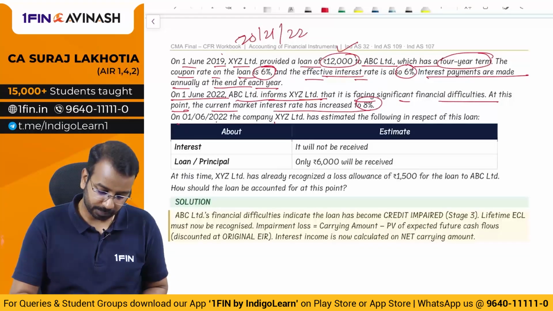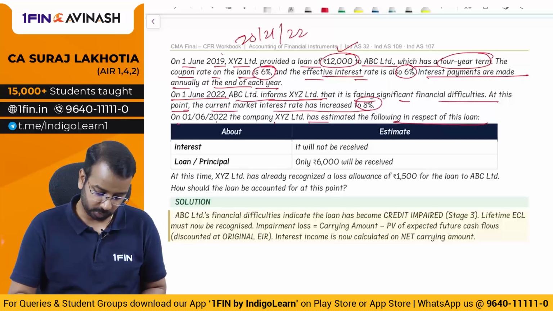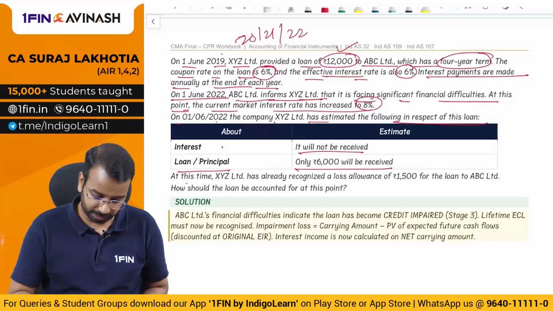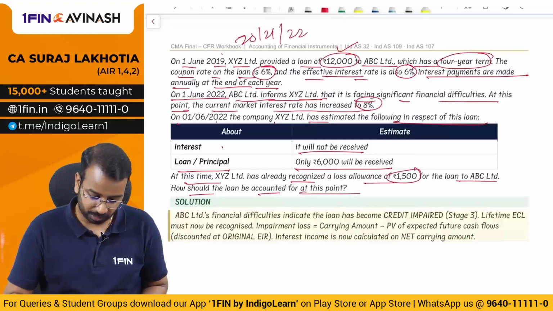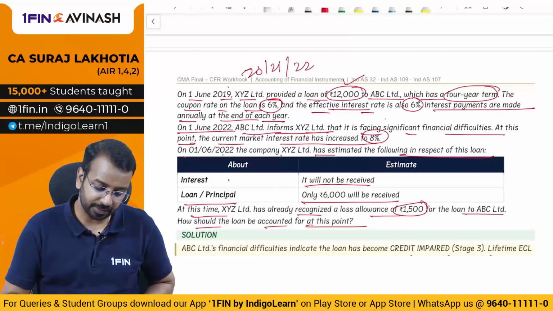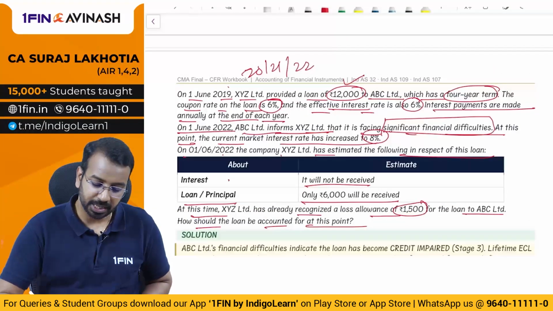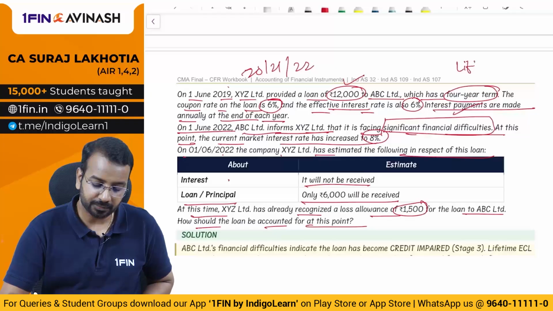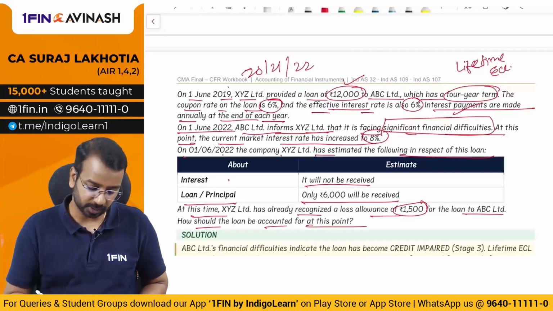At this point, the current market interest rate has increased to 8%. On 1st of June, the company has estimated the following in respect of this loan. Interest will not be received, and of the principal only 6,000 will be received. XYZ has already an allowance of 1,500 for this loan. How should the loan be accounted for at this point? Now, here they are saying facing significant financial difficulties. In this case, we will provide for lifetime expected credit loss. Okay.